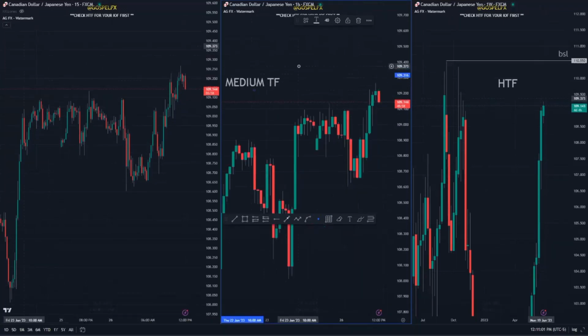There's nothing much to look at on the medium time frame, even on the higher time frame as well. It's just to glance through and then you have an idea of where price is going, and then you go to the lower time frame to look for an entry.